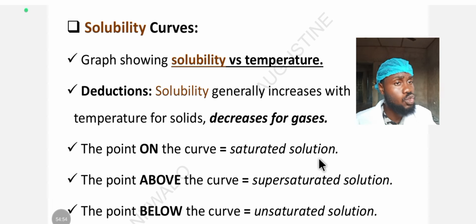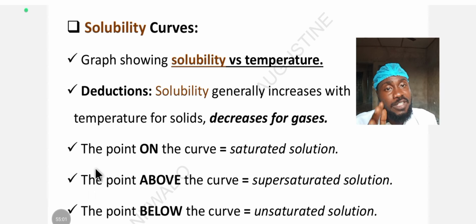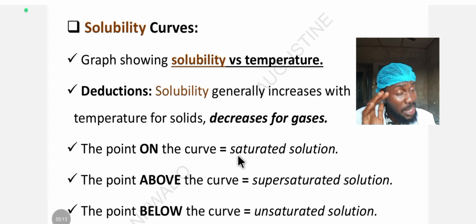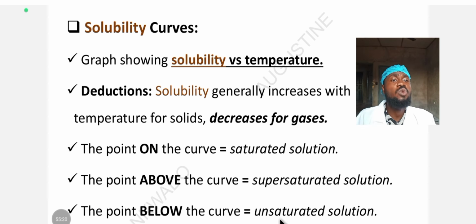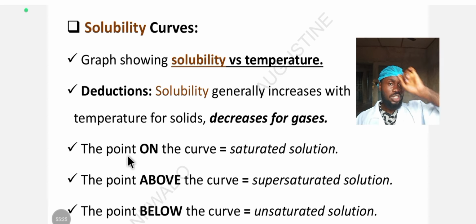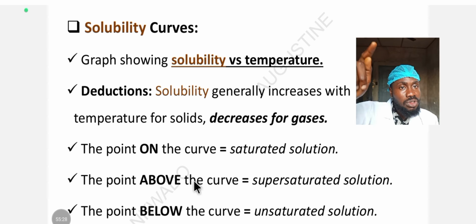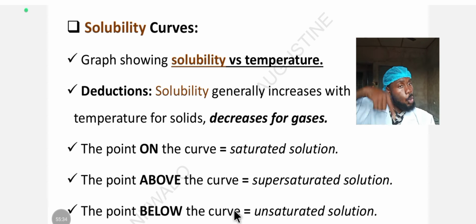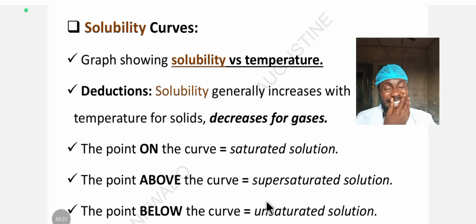Now, the next is the point plotted on the curve, which equals a saturated solution. The next fact is the point above the curve equals supersaturated solution. The point below the curve equals unsaturated solution. They can ask you a question from any of these. So just know that the point on the curve is saturated solution, the point above the curve is supersaturated solution, while the point below the curve is unsaturated solution.